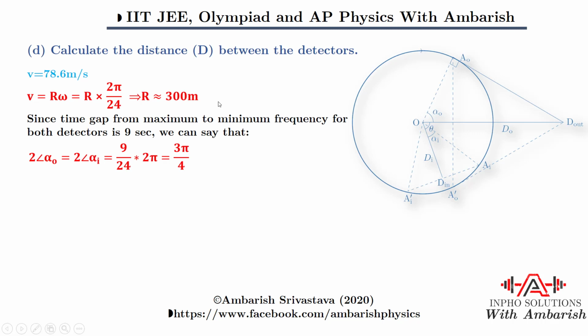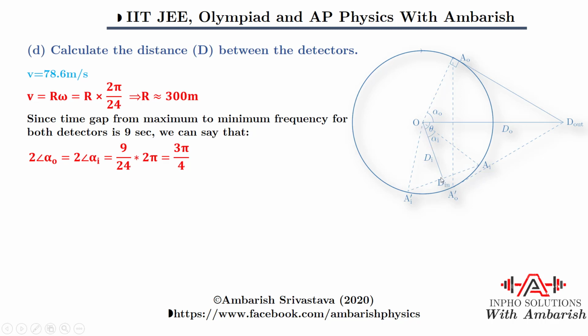Now we need to look at this diagram carefully for the further analysis. I have shown two detectors: one is the outside detector and the other is the inside location of the detector. This is the position for peak frequency for the outside detector, and this is the position for valley frequency for the outside detector. Maximum and minimum frequency are mirror image points about the line D out and O. This angle is alpha naught, and therefore the whole arc angle from A naught to A prime will be twice alpha naught.